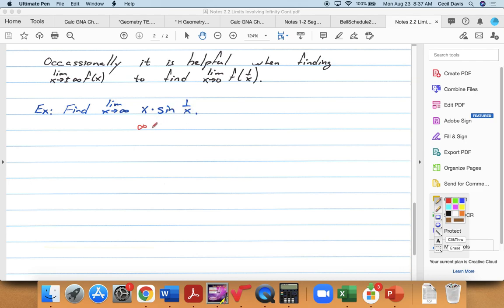And sine of 0 is? Nope. Got to know that, guys. Sine of 0 is 0. That needs to be as automatic as breathing. Sine of 0 is 0. Cosine of 0 is 1. E to the 0 is 1. Natural log of 1 is 0. Those have to be like breathing in and breathing out. Okay?